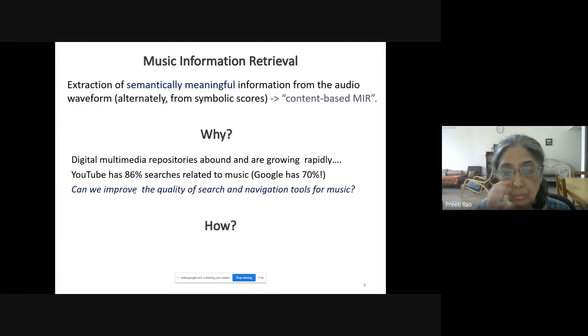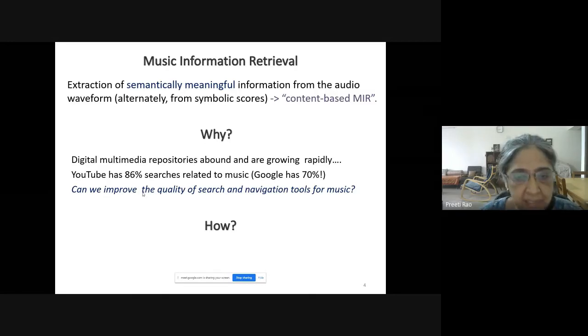Okay, now why do we do this? Because, as we well know, digital repositories are very, very huge. And if we can do some content-based analysis and find out some tags for the music, then it would help improve the search and navigation. So for people searching for music, it becomes easier, because the audio files will be tagged with semantic words that make a lot of sense to listeners, and they could in principle use that to search for music.